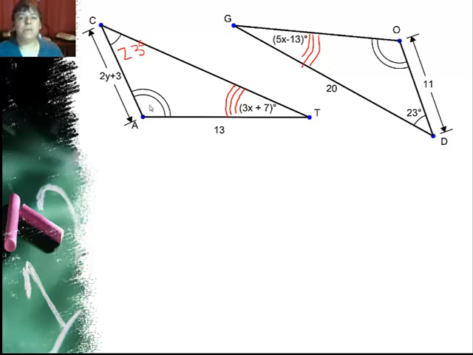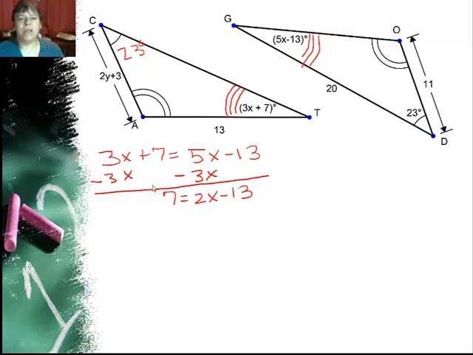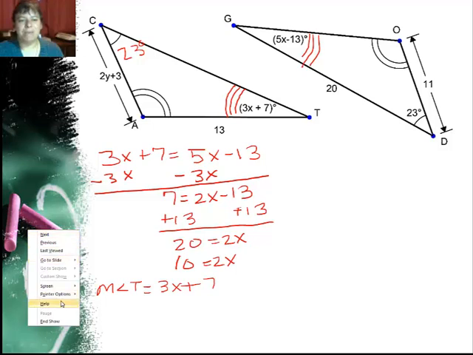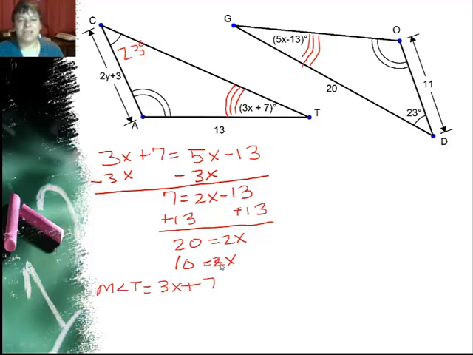Then I don't really know much about angle A and angle O, so I'm going to go ahead to angle G and angle T. So 3x plus 7 equals 5x minus 13. Go ahead and solve. Subtract 3x from both sides, and I get 7 equals 2x minus 13. Add 13 to both sides, I get 20 equals 2x, so 10 is 2x. Oops, 10 is x, excuse me. Let me go ahead and fix that. 10 is just x, not 2x. I already divided by 2. And that's what happens when you don't show work every step.